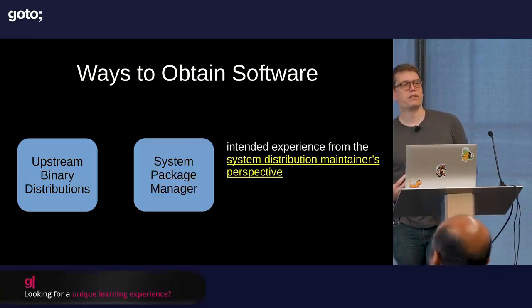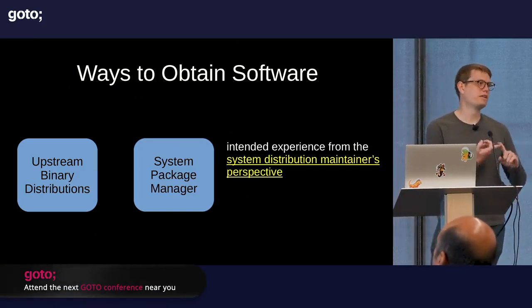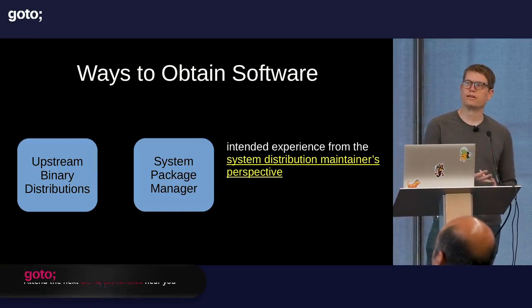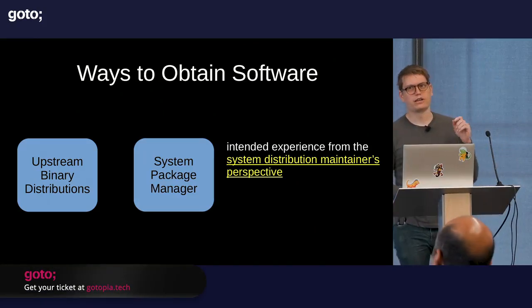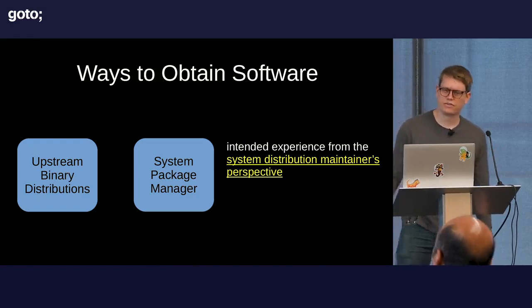So another way to get software would be from a system package manager. If you use Linux, this would be your apt or your yum or what have you. If you're using Mac OS, this would be Homebrew. If you're using Windows, they have a few, like Chocolatey and some other ones like that. I haven't used those before.